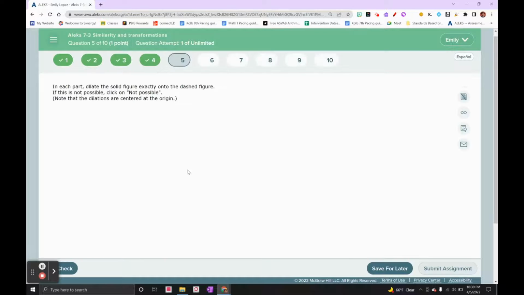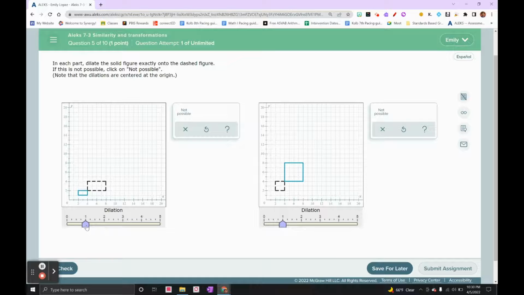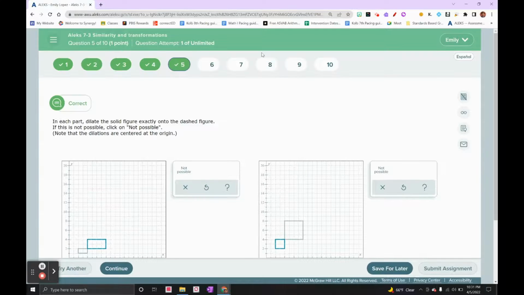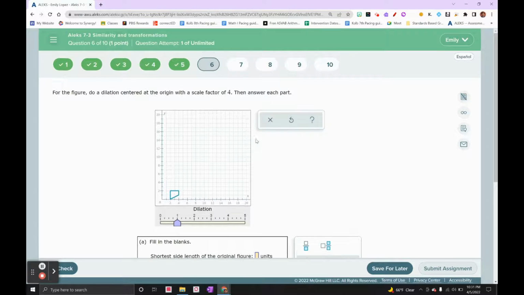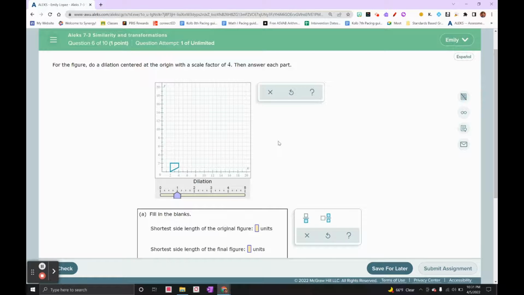Number 5. Excuse me. Same thing, move the slider. If they line up correctly, that is the answer. Yes, so they both have the answer here. Check. All you have to do is slide the slider. All right, go ahead, do number 4 and 5 on your screen before you watch number 6. Pause the video. All right, I hope you finished 4 and 5.